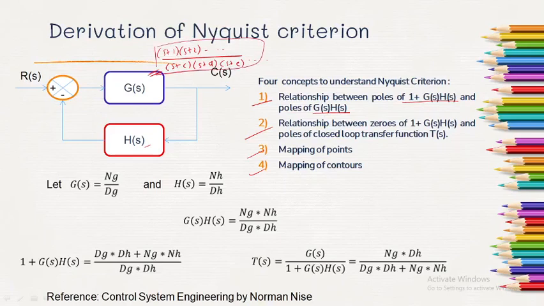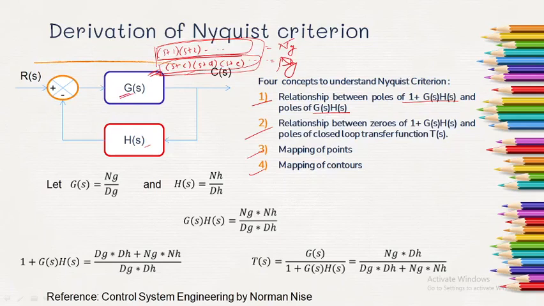So to generalize it, we say that this complete numerator term can be written as NG, and this complete denominator term can be represented as DG. N is for numerator, D is for denominator, and G is for this forward path gain.